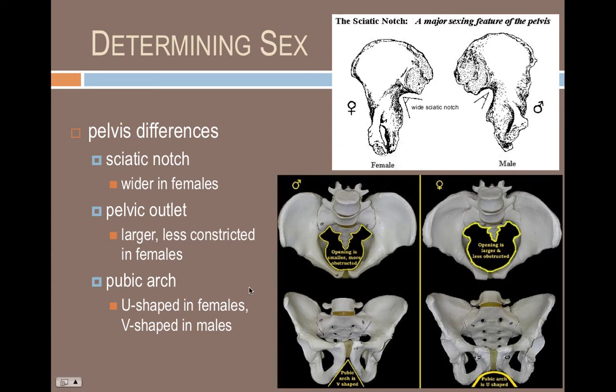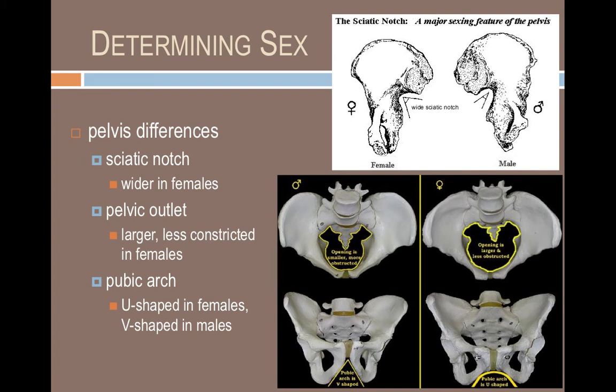The final characteristic is called the pubic arch. This is at the front of the pelvis. So at the front we see the two pubic bones coming together, and they join here with a piece of cartilage. This is called the pubic symphysis. So if we look just below the pubic symphysis, we can see this angle called the pubic arch. In men, the pubic arch is more V-shaped because, again, the whole pelvis is more constricted. But in the female pelvis, we see the pubic arch is more U-shaped, which indicates an openness to the pelvis.